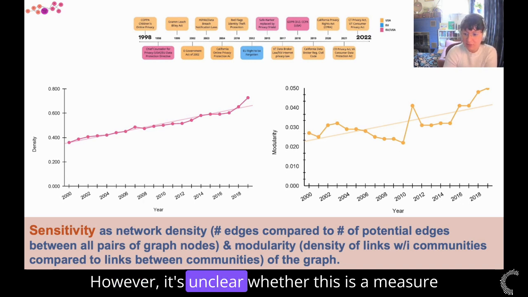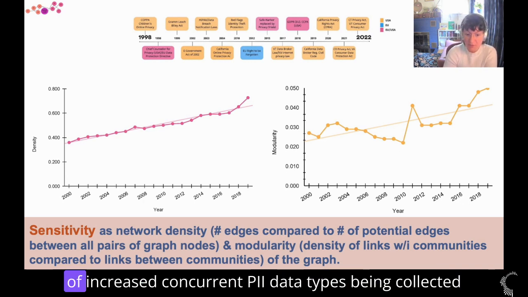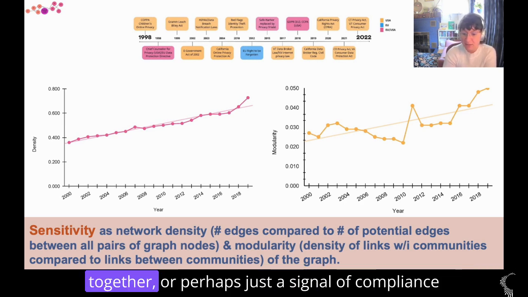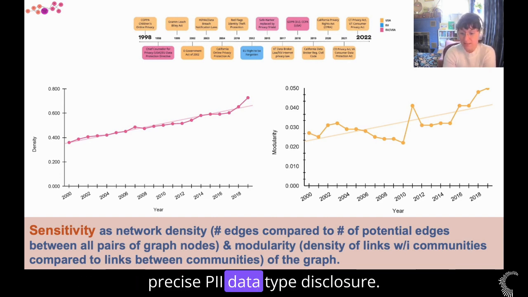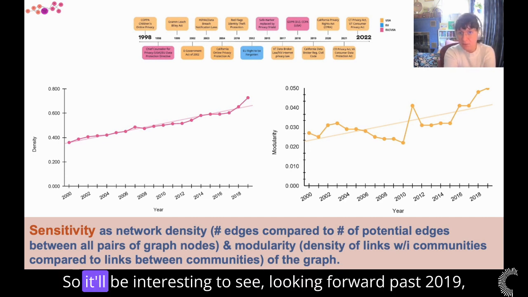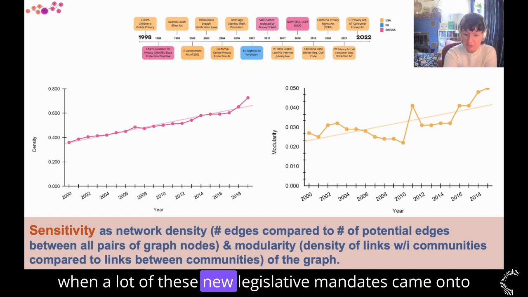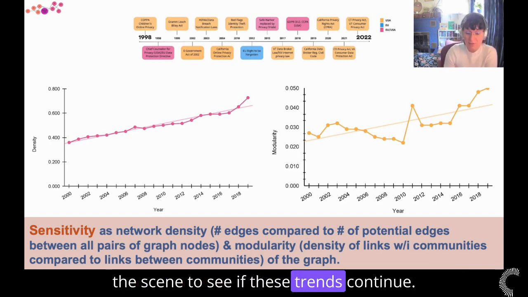However, it's unclear whether this is a measure of increased concurrent PII data types being collected together, or perhaps just a signal of compliance with new legislation mandates, which ask for more precise PII data type disclosure. So it'll be interesting to see, looking forward past 2019 when a lot of these new legislative mandates came onto the scene, if these trends continue.